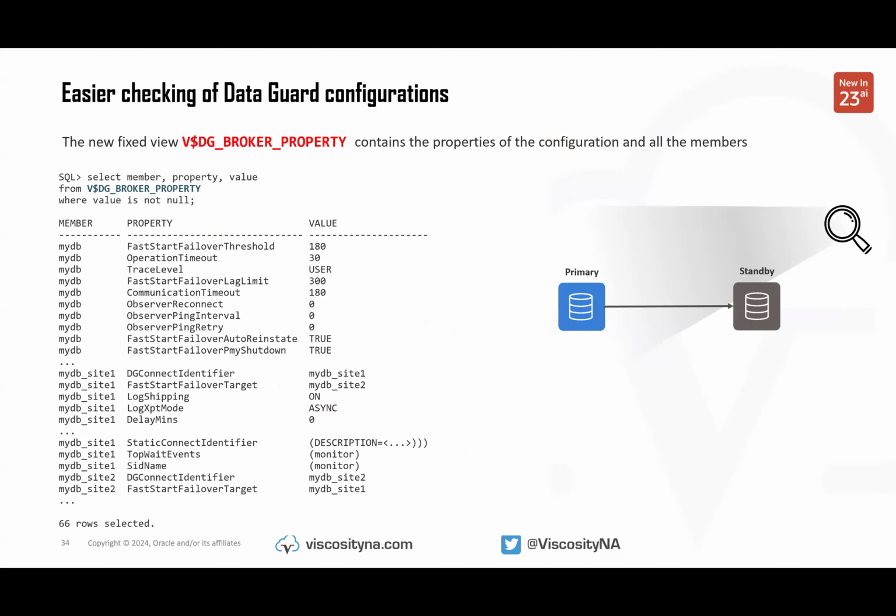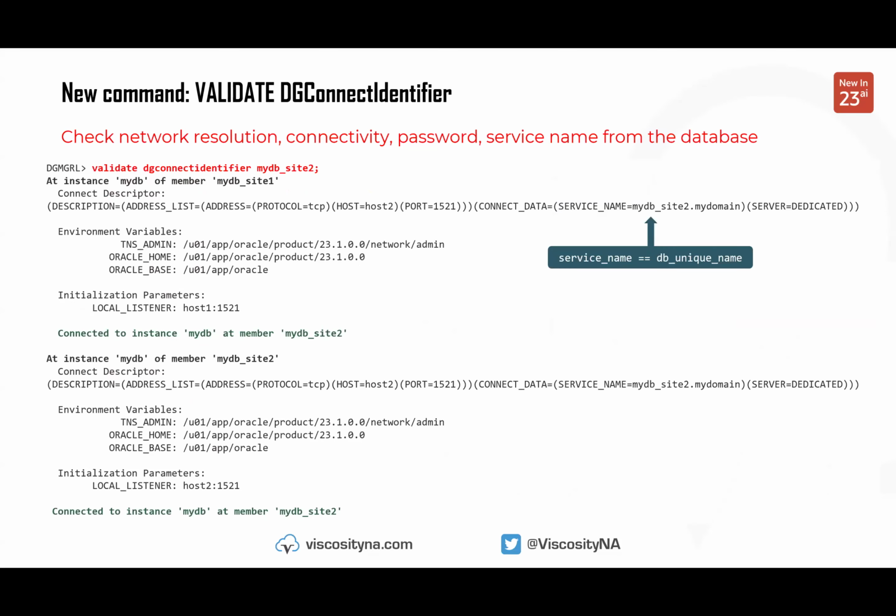The $DG broker property lists all the properties of your broker configuration with all the members. And you can see here all the properties that we have set. Also at the validate DG Connect identifier, we can look at the service name and look at all the details for it.